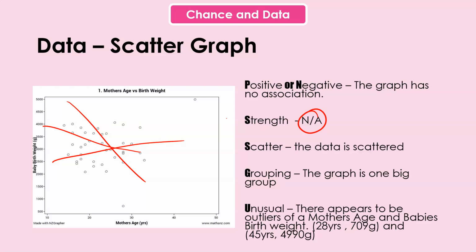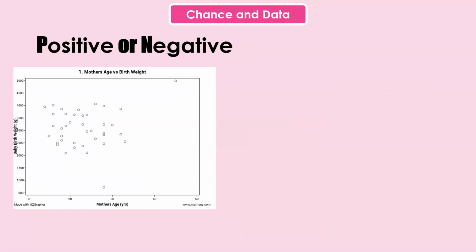It appears that the grouping is 1, and the only thing that's unusual is looking at these points here and here, where we've got a mother's age of 28 but they've got a small baby, and an older mother who has a particularly large baby. But because there's no pattern or relationship, it's hard to talk about those points with any detail. And this is the process that you need to go through of analysing and looking for features in a scatter plot.